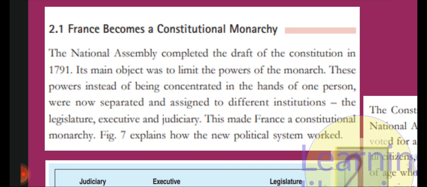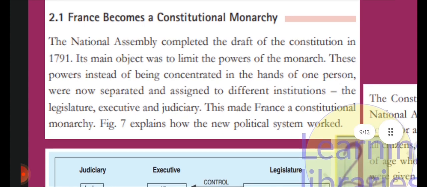Monarchy means rule of the king. But when we add constitution, that means the king also has to follow some rules. So the National Assembly completed the draft of the constitution in 1791. Its main object was to limit the powers of the monarch.